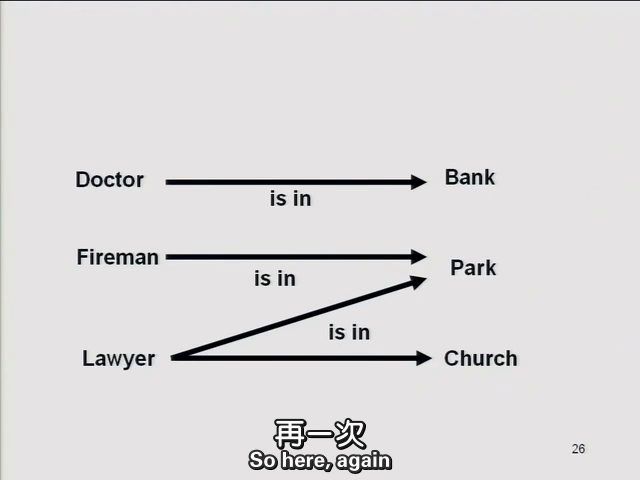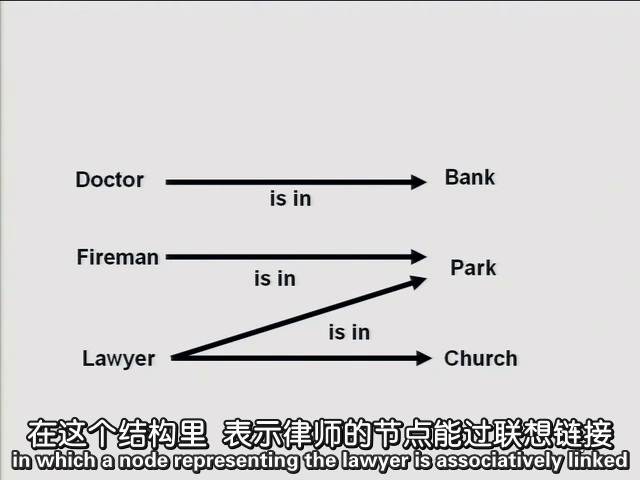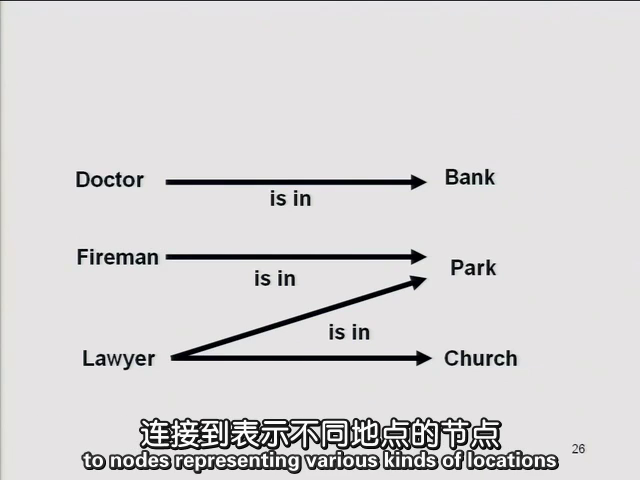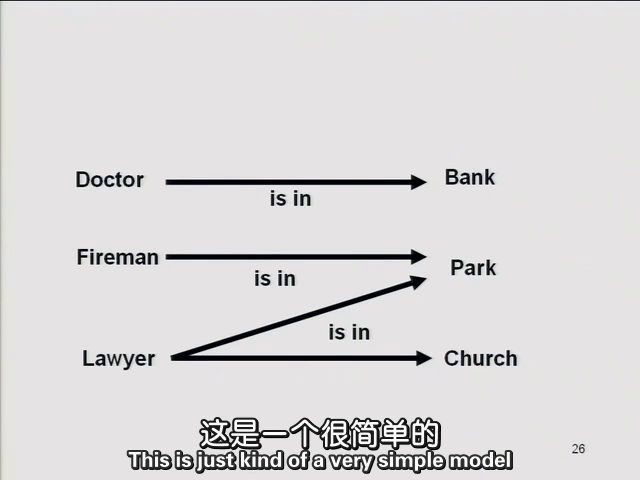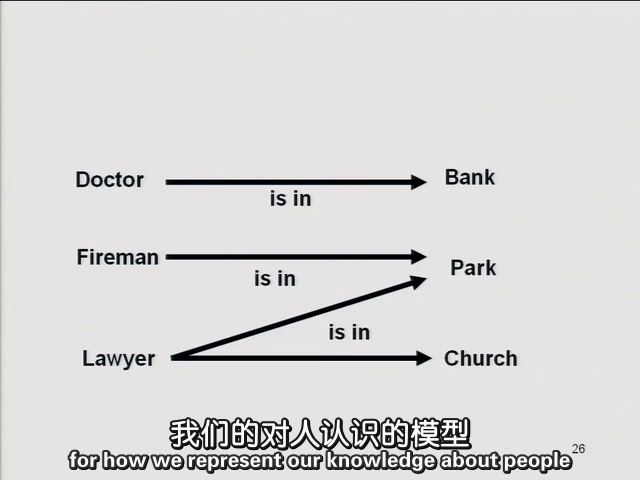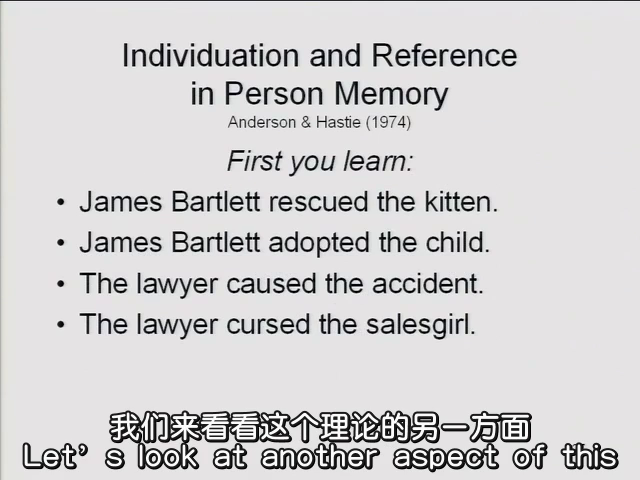So here, again, is a structure in which a node representing the lawyer is associatively linked to nodes representing various kinds of locations. This is just a very simple model for how we represent our knowledge about people. Let's look at another aspect of this.